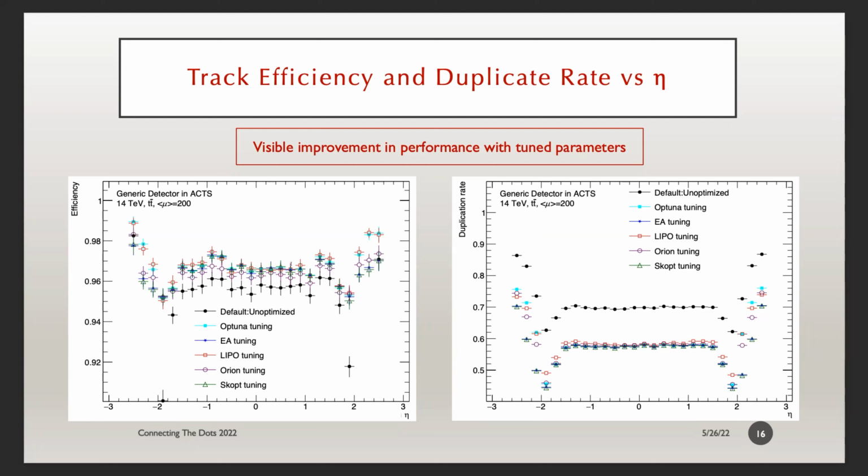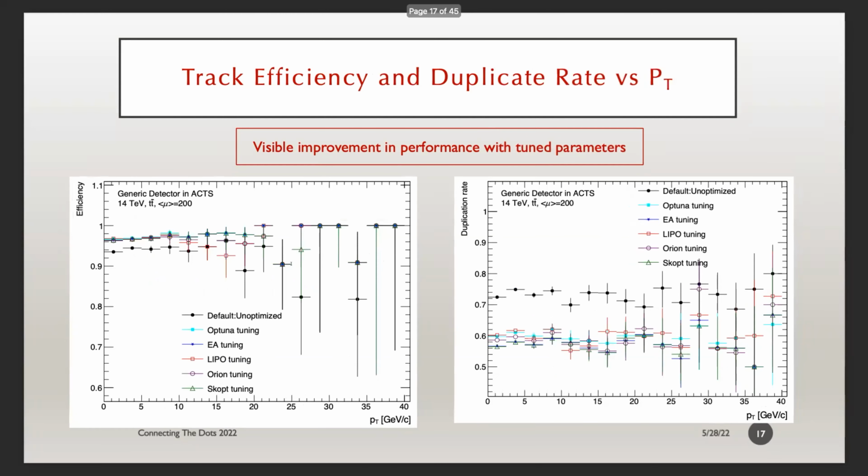So we can see quite a nice decrease in the duplicate rate. These are the duplicate rates before the ambiguity resolution step. So we have very high duplicate rates, and even before the ambiguity resolution step, these algorithms are able to reduce the duplicate rates. And this slide shows the same distributions as a function of pT. So we have efficiency as a function of pT and duplicate rate as a function of pT, and we see a similar trend here as well.